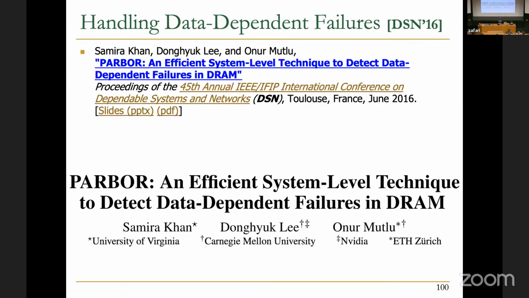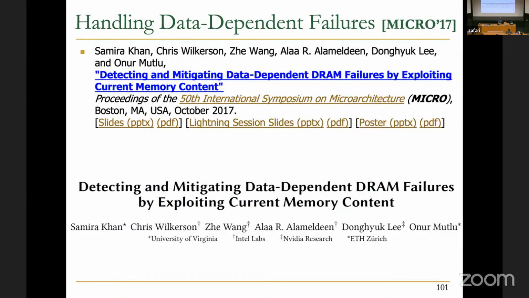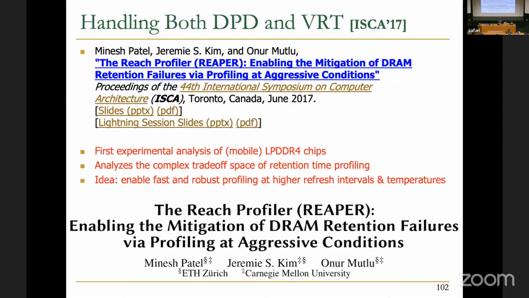There are also more works that I will not go into detail on, but I will just show here about the data dependency. Parbor is one of them. This other work from Samira Khan is also tackling that. There are quite a lot of works that tackle this data pattern dependency and the variable retention time. But I want to focus on this particular work called Reaper from Minesh. It's also from our group. This basically handles both DPD, data pattern dependence, and variable retention time in data retention profiling.